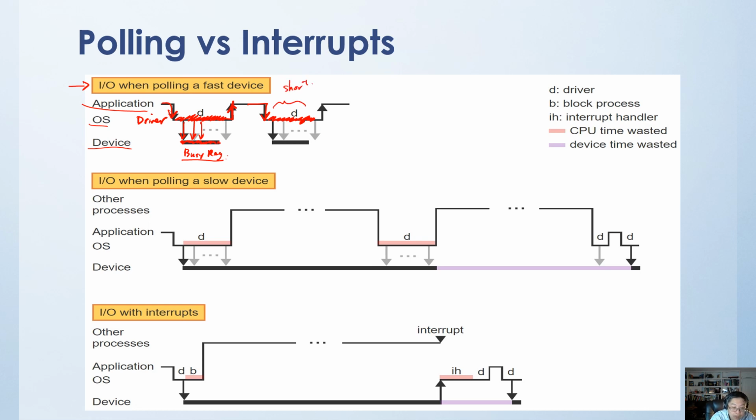Okay. Now, the second scenario, the IO when polling a slow device. So once the device is triggered, it's going to be very, very slow. So the process running the application is preempted. Again, the application program issues an IO instruction to the OS, which invokes the driver, and the driver initiates the data transfer, and then the driver starts to poll the busy flag. Since the driver is running now, it's always busy.